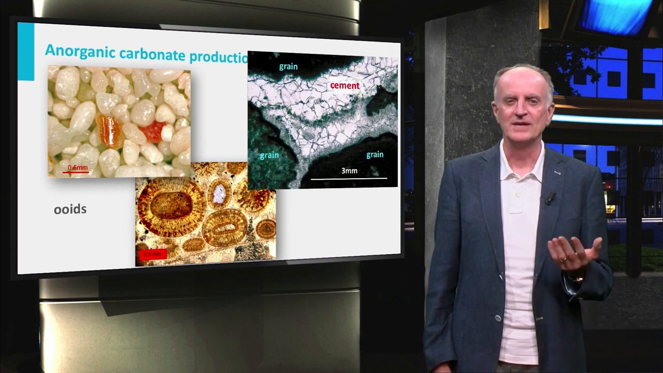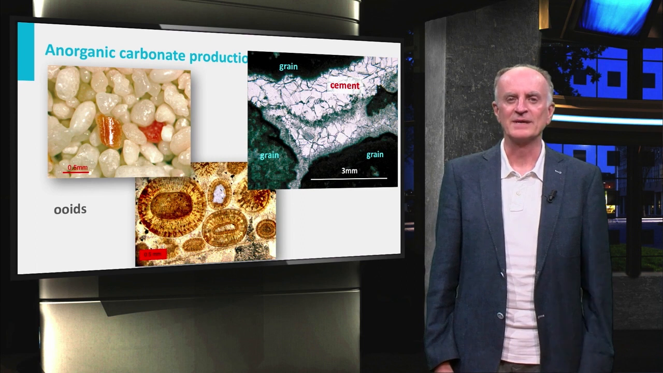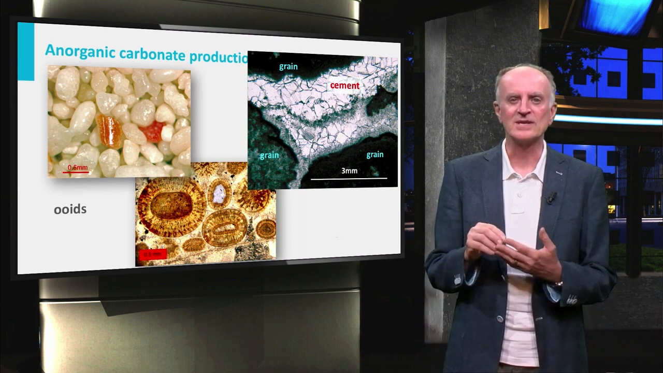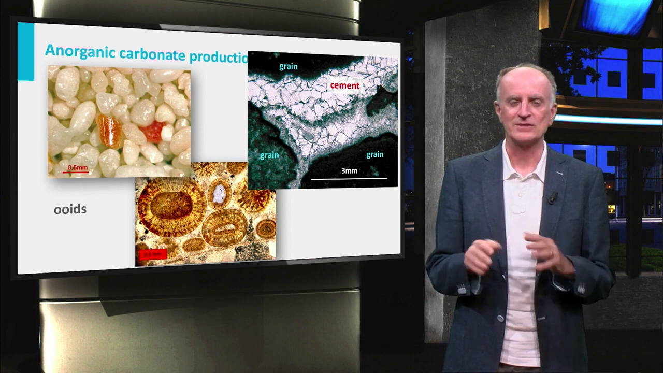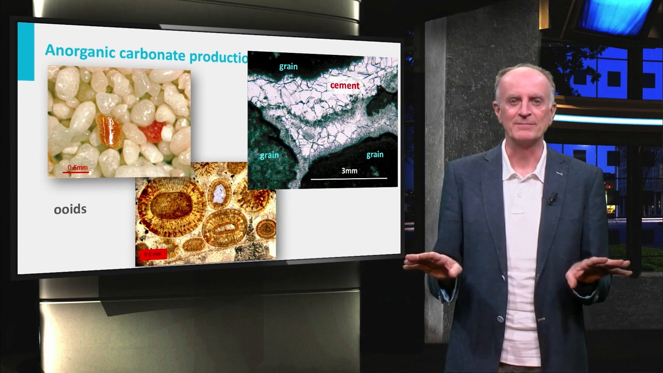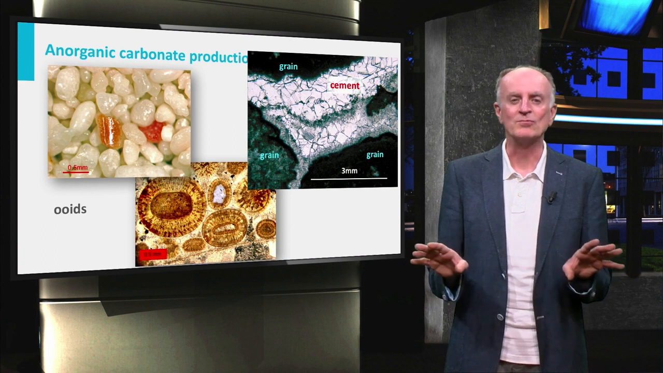Abiotic precipitation is also the process driving the formation of cements during diagenesis of carbonate sediments. One of the important effects of cementation is to eliminate porosity, something oil geologists do not want to happen.